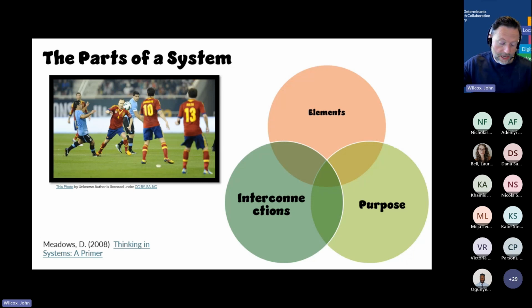Next you've got the interconnections. The interconnections are the relationships within the system between the elements. As was put in the word cloud, they can be the flow of information. It can be the way energy or resources move throughout the system. Again using this analogy, within football you've got the communication between the players. You've got the ball itself and the passing of the ball.